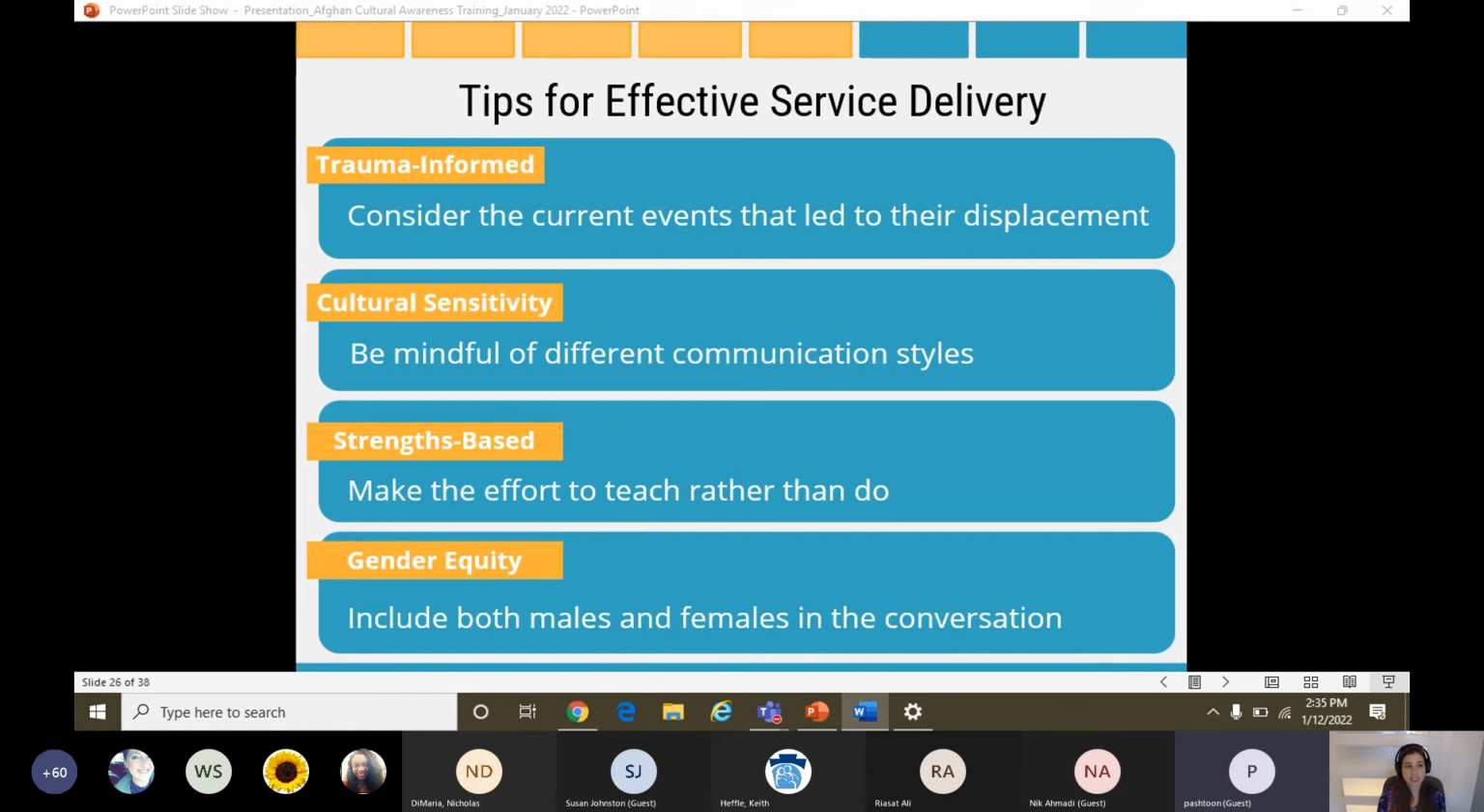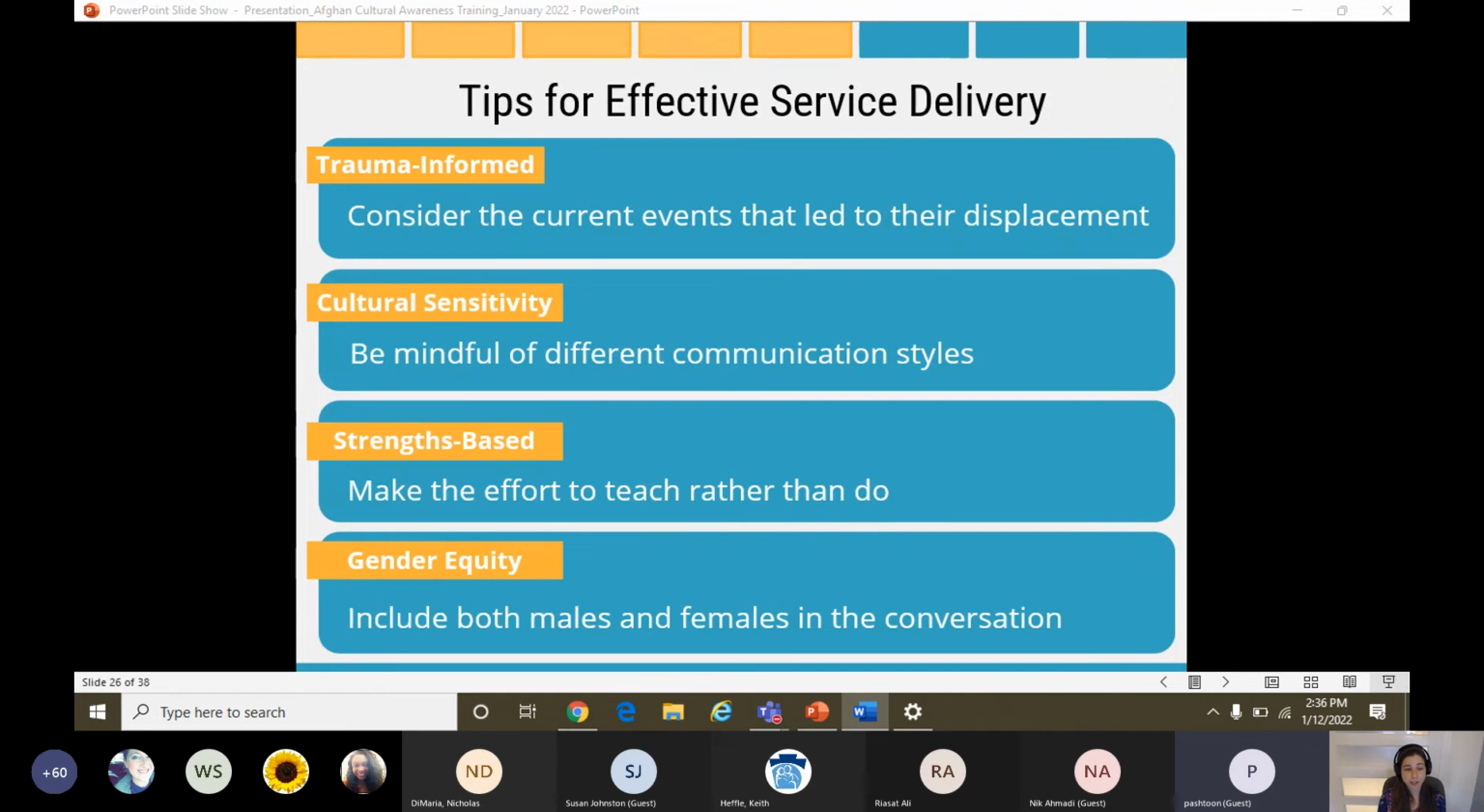Secondly, be culturally sensitive. So be mindful of different communication styles. American culture is still very new, so don't force American customs onto newcomers. For example, as Nick had described earlier, if you're a County Assistance Office staff member and you extend your hand to greet someone, perhaps an Afghan woman won't feel comfortable shaking your hand. So instead, consider an alternative greeting method or ask, what's a common greeting in your country?